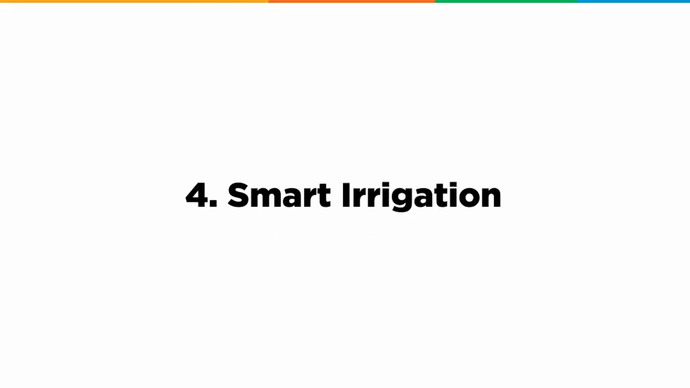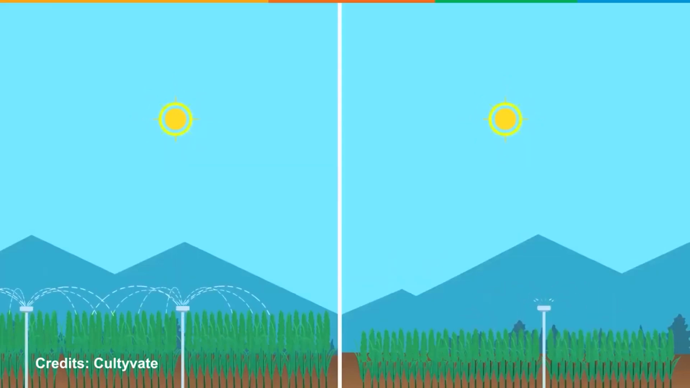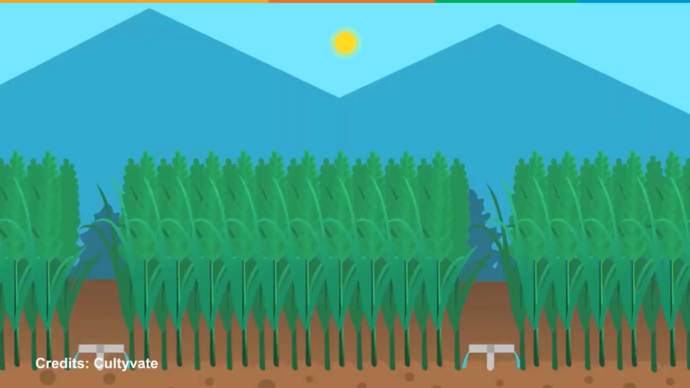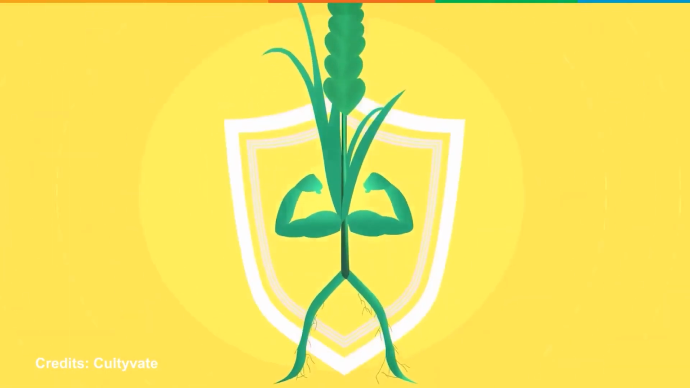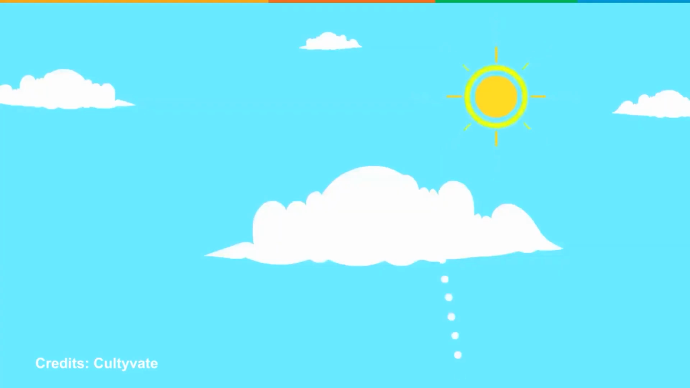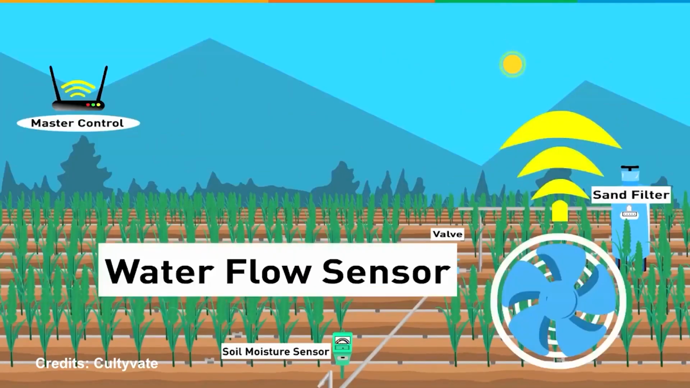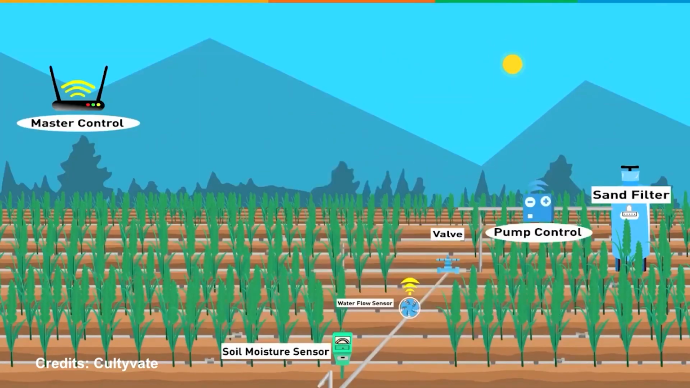At number 4, we have Smart Irrigation. Now, with change in climate and recurrent water crisis, farmers suffer a great deal with growing crops. Smart irrigation puts an end to this ordeal. This system comes with a moisture sensor that checks the soil for its water content. When the soil moisture drops below a certain value, the system triggers the water supply.